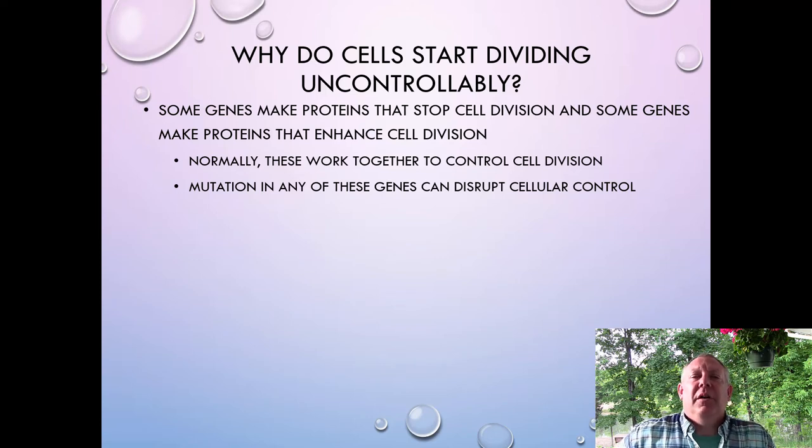Okay, so why do these cells start dividing uncontrollably? What sets them off on this path? Again, this is a very complicated question, but basically, you've got a series of genes which control cellular division, which enhance cellular division. And you've got other genes that stop cell division. And so these things are always in a balance, working together to only have the cell divide when it needs to divide. But if you get a mutation in any of these genes, then they might start functioning improperly. And so now this balance is thrown off and you don't have control, and the cell starts dividing uncontrollably. Obviously, it's a lot more complicated than that, but that's the general idea.